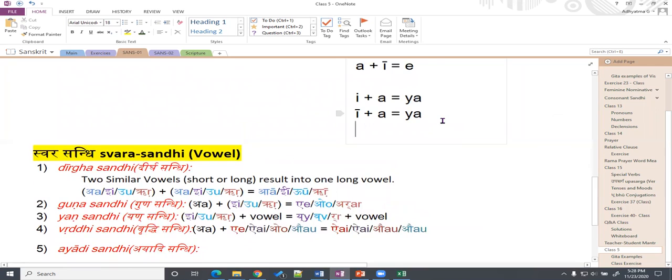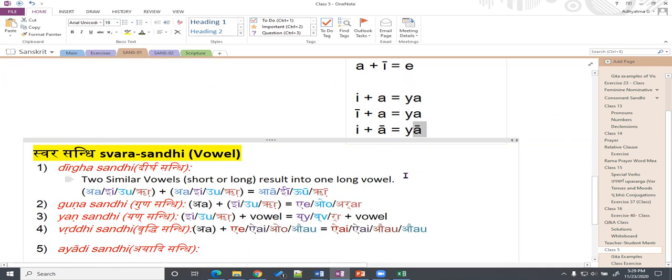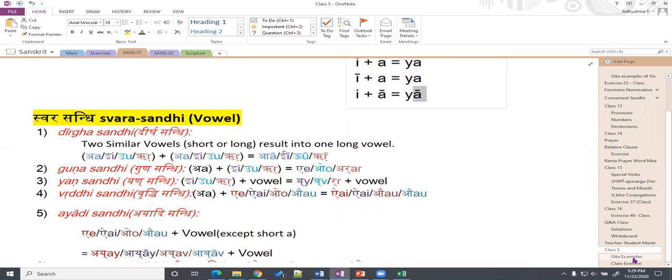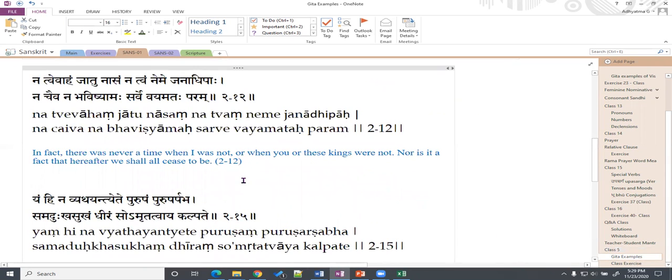However, unlike the previous cases where both vowels could be short or long, here the second vowel does not undergo change. So if the second vowel is long, it remains long. So Ikara plus Akara becomes Ya. Similarly for U and Ru. We'll see some examples from the Gita.